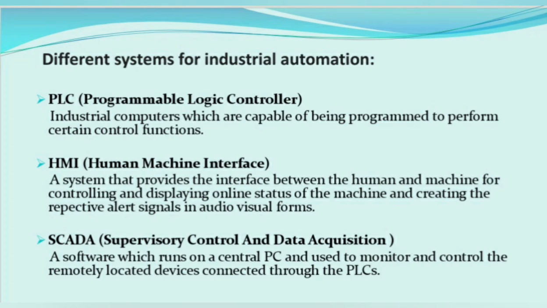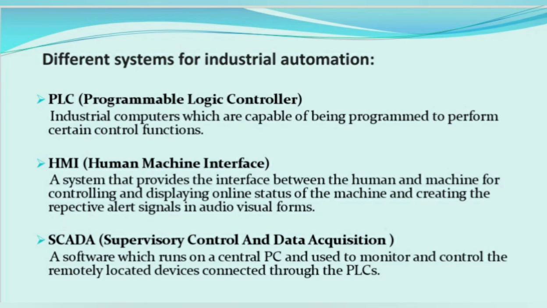Now let's see the next topic, different systems used for industrial automation. First system is programmable logic controller. A PLC is nothing but an industrial computer which is programmed to perform different control functions. HMI or human machine interface is a system that provides the interface between the human and machine for controlling and displaying online status of the machine. It also creates alert signals in audio-visual forms.